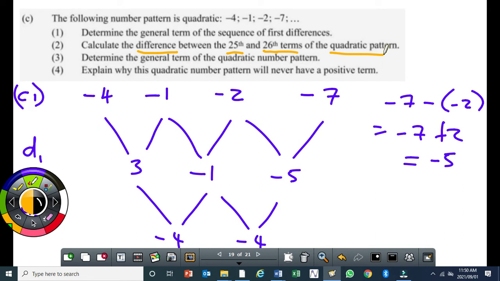So I think you must first get the general term of the quadratic, and then you substitute 25 and 26 into two different equations. So you substitute 25 into an squared plus bn plus c, and then you subtract the value that you get for 25 from the value for 26. Okay. Thank you very much. That's one way that you can do this. I think probably it should be the easiest way.